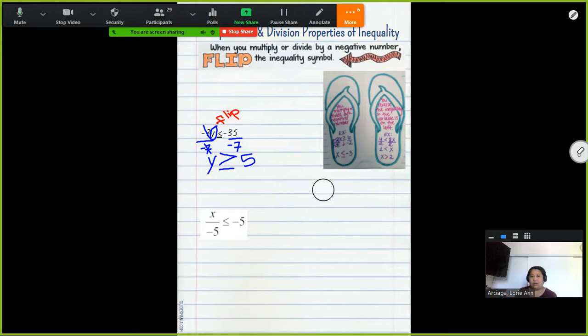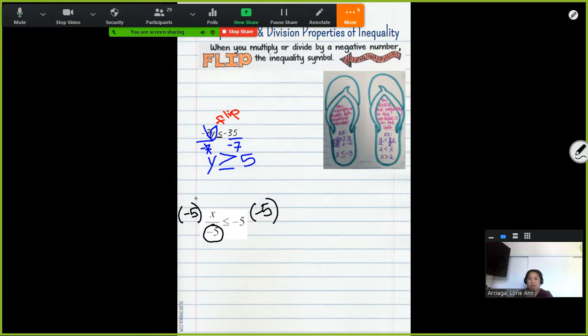Alrighty. Okay, so let's take a look at another example. What if you have a -5 at the bottom? So it was divided, right? So what's the opposite of dividing? What's the opposite of dividing? You multiply, right? You multiply. Okay. So we will multiply both sides by -5. There you go. Whatever you do to the left, you have to do to the right.